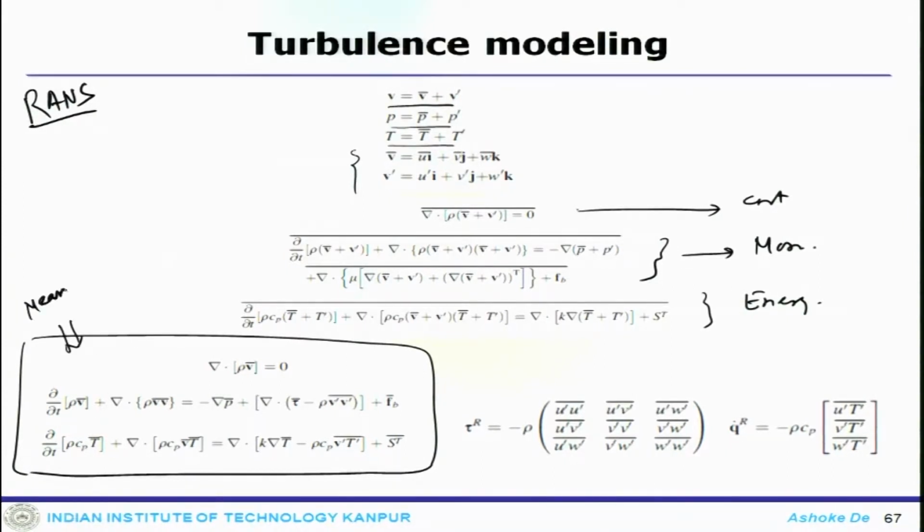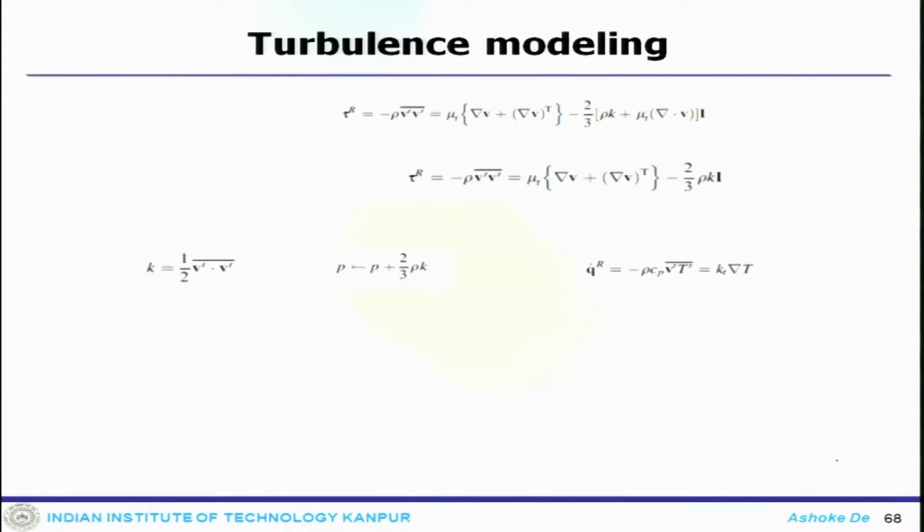So, we solve for mean profiles, and the term which will appear there is a Reynolds stress term in the momentum equation, which is a 3 by 3 tensor matrix, and the same thing in the energy flux, which will be a cross term of u prime t prime, v prime t prime and w prime t prime.